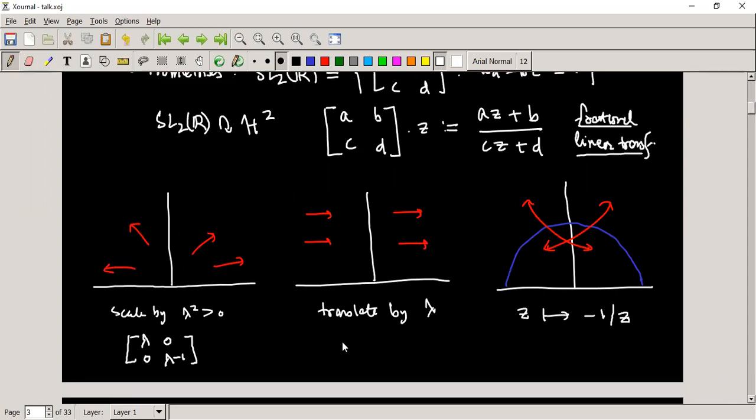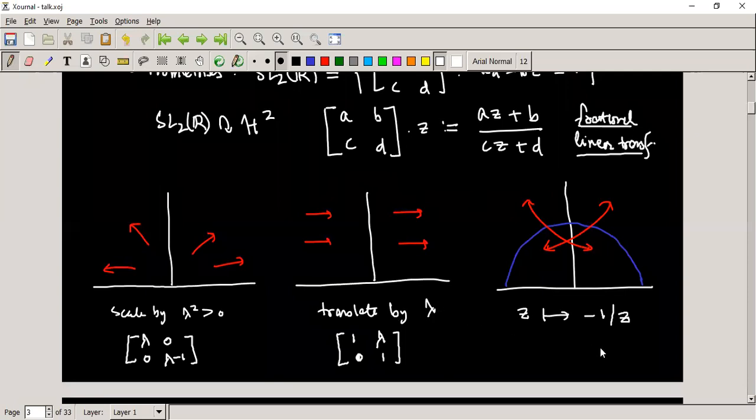Translation by lambda. This is the matrix (1 lambda; 0 1). If you act by this matrix, z maps to z plus lambda. So this is an isometry, translation.